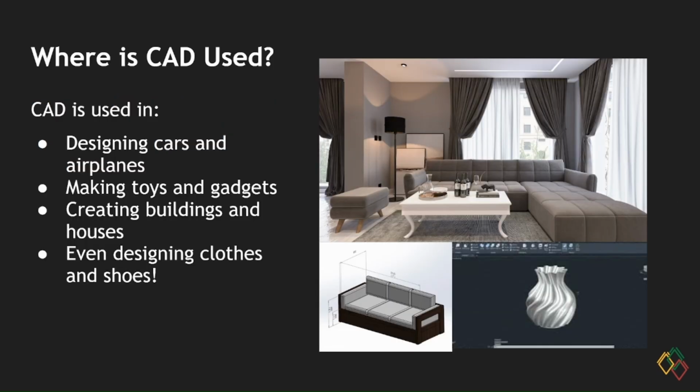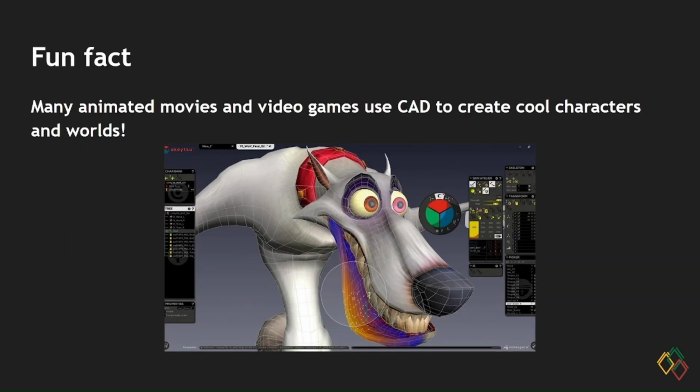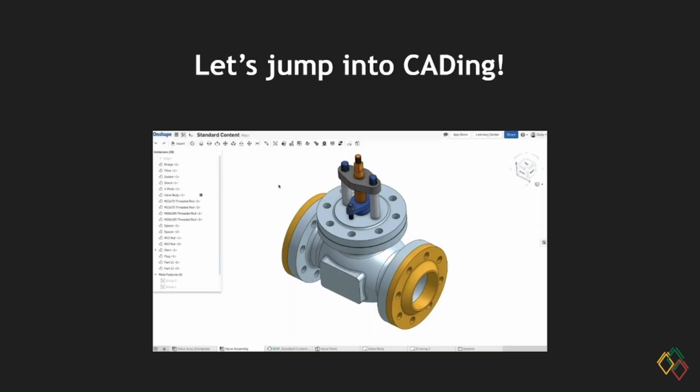Now let's talk about where CAD is used. Well, CAD is used in designing cars and planes, making toys and gadgets, creating buildings and houses, and even designing clothes and shoes. And actually, everything we see and use is most likely created by CAD. And a fun fact, many animated movies and video games also use CAD to create some cool characters and worlds. So let's jump into CADing.